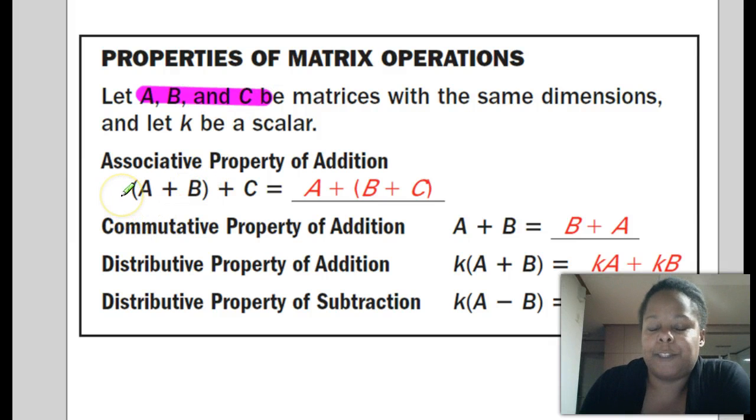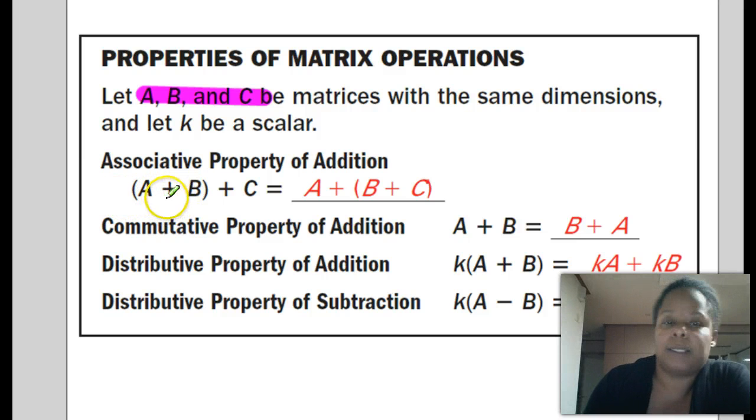So you can only add 2 matrices at a time, just like you can only add 2 numbers at a time, but it doesn't matter the order. So I can add A and B together and then add C to their resulting matrix, or I can add B and C together and add it to A, and it'll be the same matrix. Commutative property: since it's A plus B, it doesn't matter if we add B plus A.